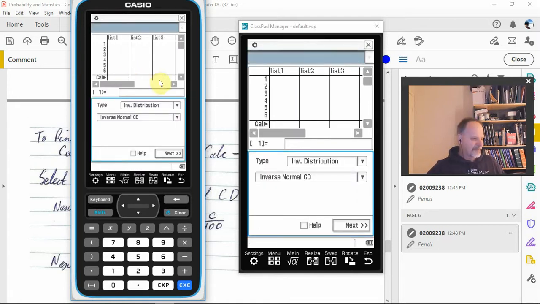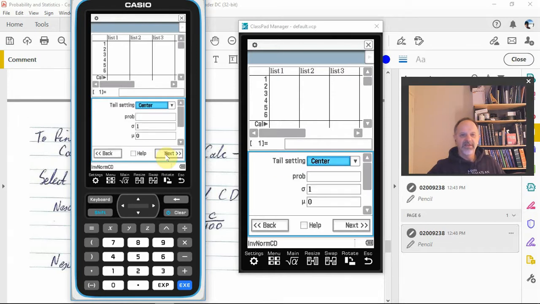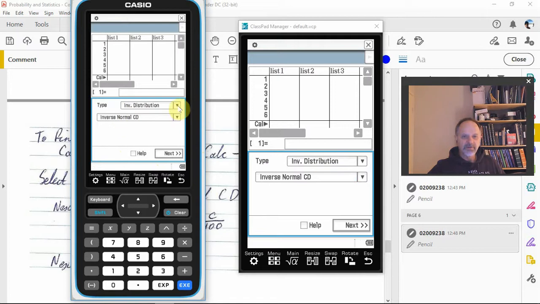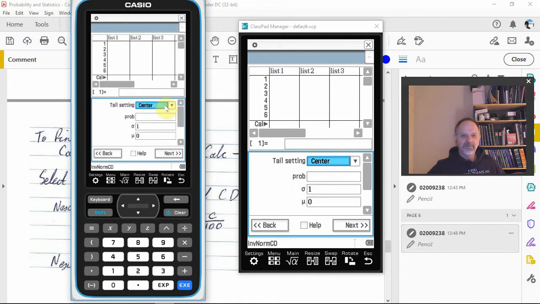And so inverse distribution, and then we want inverse normal. There's a few different ones. We want the inverse normal. And then we go next. And then it asks us about, did I choose the right one? Yes, I did. Inverse distribution. Then it asks about the tail setting. We just leave that there. At center, it's left, right, or whatever, but we go at center. So all that means is we want it symmetrical.